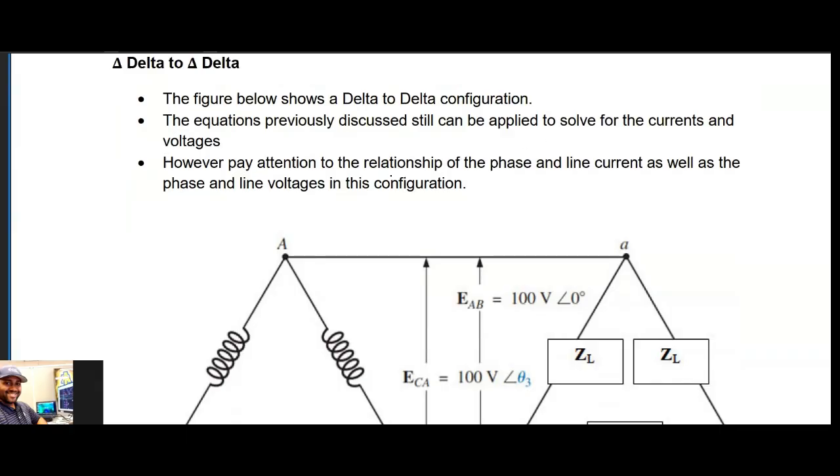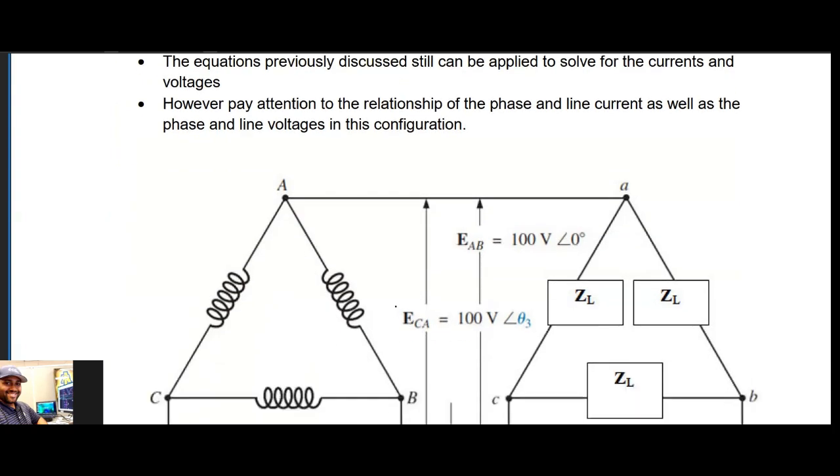However, pay attention to the relationship of the phase and line current as well as the phase and line voltages in this configuration. So we always want to be mindful of that square root 3 and whether or not we're going to be adding or subtracting 30 degrees because of the lagging or leading. So we still have to take that into consideration like we did before.